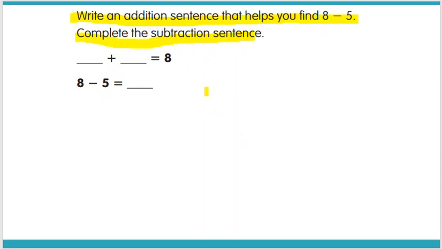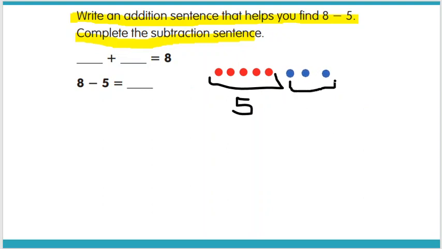So I know if I start with the 5, 1, 2, 3, 4, 5, I've got that block of 5 right there. There's my 5. I can count up to 8, so there's 5, 6, 7, 8. And I can see that that is a block, a section of 3 there. So I can say 5 plus 3, as I pulled from there, equals 8.